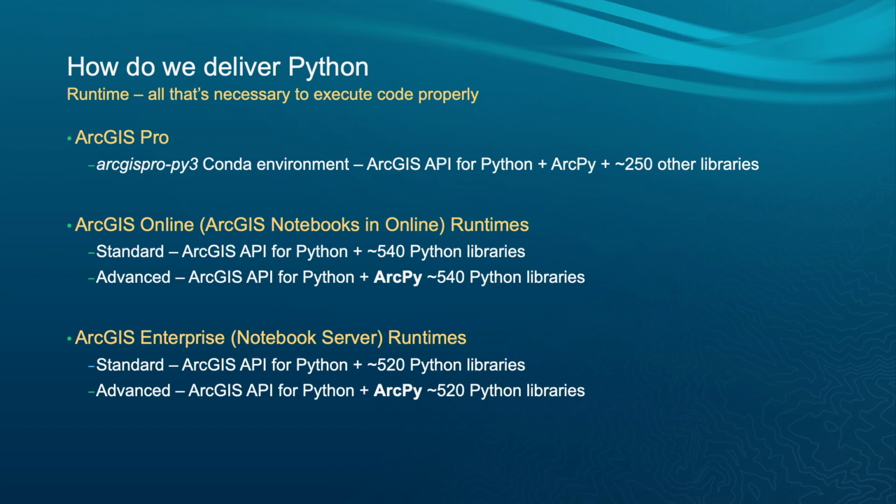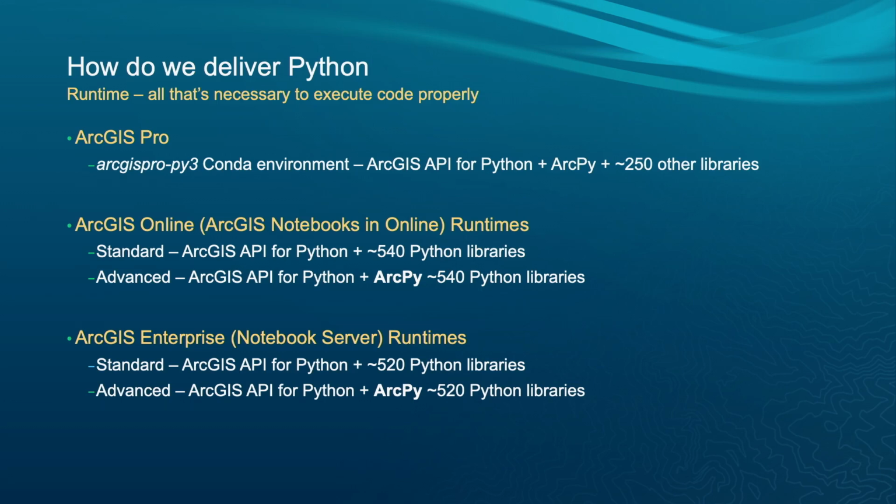ArcGIS Online, when you access notebooks in there, Python's delivered to you through two different runtimes. There's a standard runtime that includes the Python API and 500 or so Python libraries, and there's an advanced runtime that includes all those same libraries plus ArcPy, so allowing you to get at your file system.